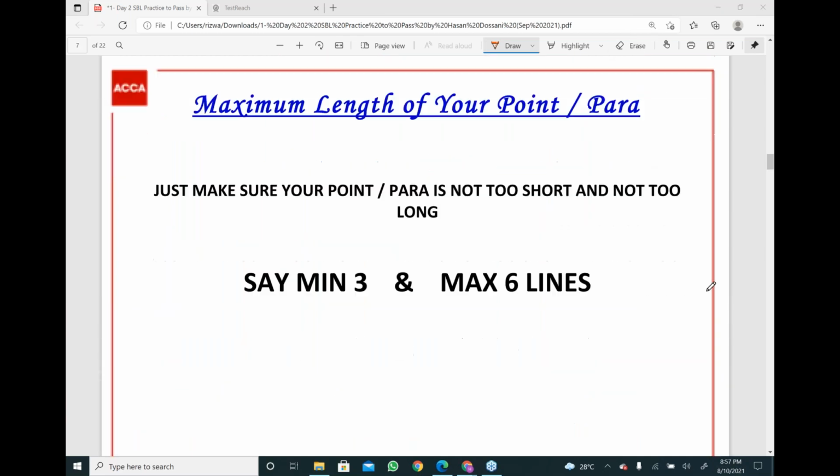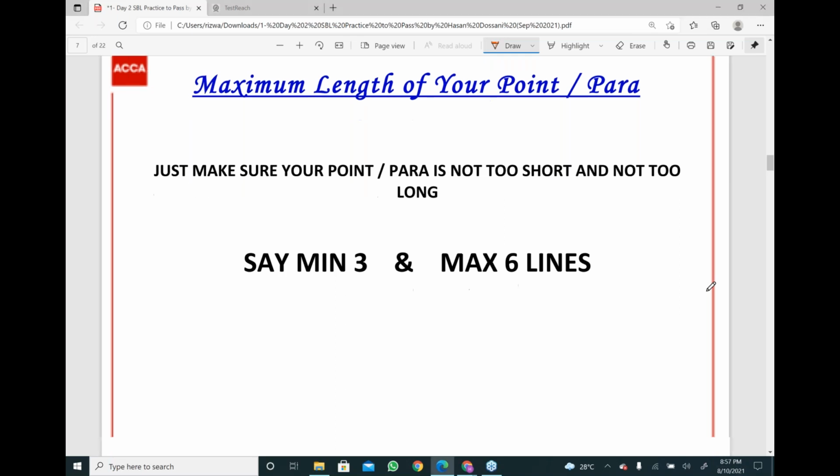Right. So what should be the length of your answer? This question was more applicable for manual students, right? But in CBE, it is difficult to judge the length of the answer because it is being typed and you don't really know. It depends on the font size, the magnifying view size of your screen, all those things. But the general approach is that your point should neither be too short nor too long.